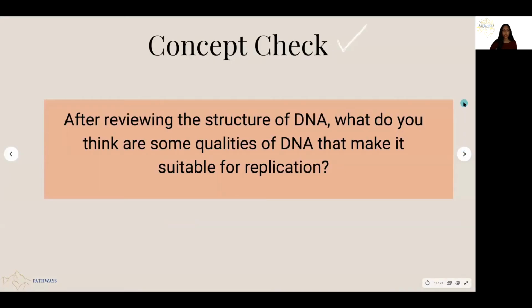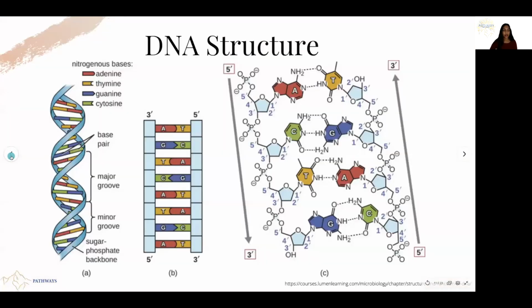Now here's a quick concept check. After reviewing the structure of DNA, what do you think are some qualities of DNA that make it suitable for replication? So I'll go back to this slide. You can take a look at the structure of DNA. Think about what exactly it is about this structure that makes it easy for the human body to replicate it. So you can pause the video, and I'm going to talk about the answers now.